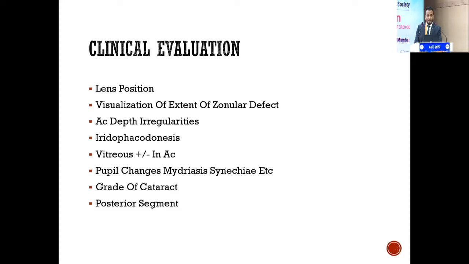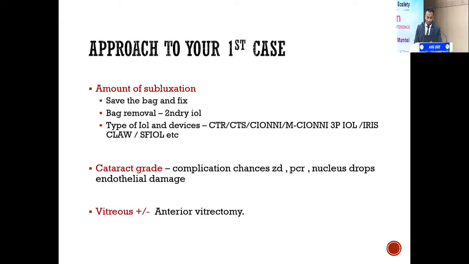Pupil changes and the grade of cataract, but the grade of cataract is going to give you the confidence of going ahead with the surgery or not. And a proper evaluation of the posterior segment, because in traumatic cases, you may do one part and you may miss out on something else.